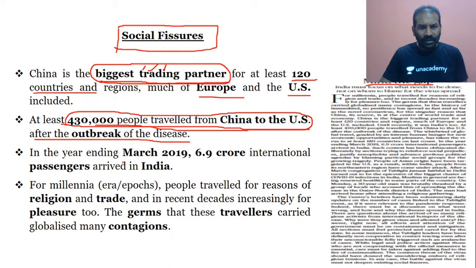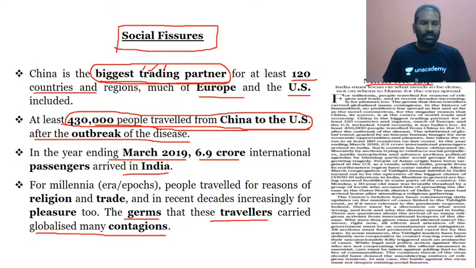And when we look at the passengers or foreigners who come into India, compared with the end of March 2019, 6.9 crore international passengers have arrived in India. This is what I'm linking with trading, because of the way we have international trade, tourism, and the entire hospitality setup, that is the service sector. Because of all this trading and tourism, more people are moving from one country to other countries. When this happens, the germs get along with these travelers and travel globally, and many contagious diseases are passing and influencing the entire globe.